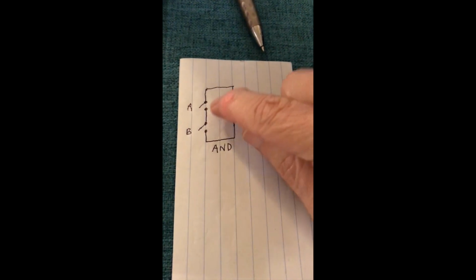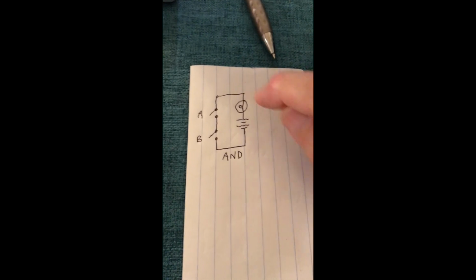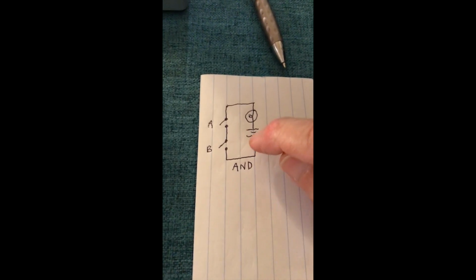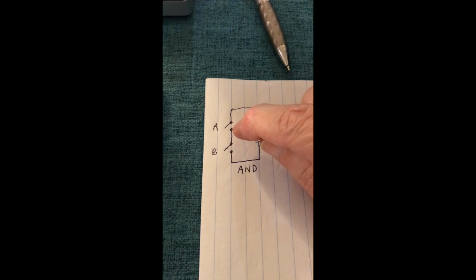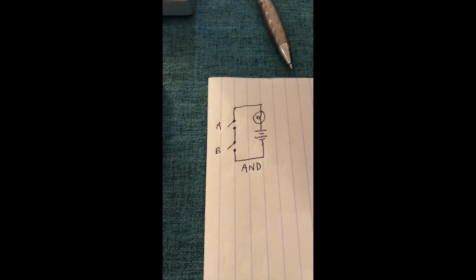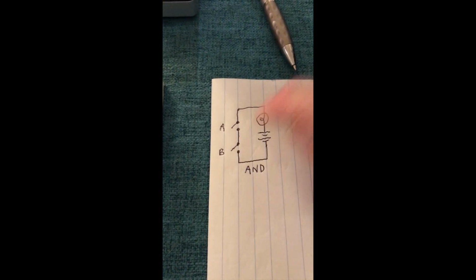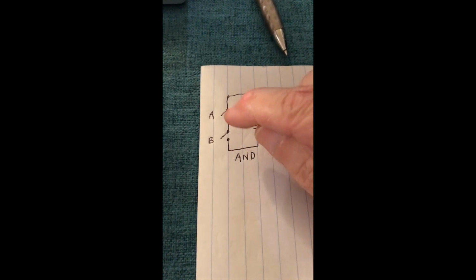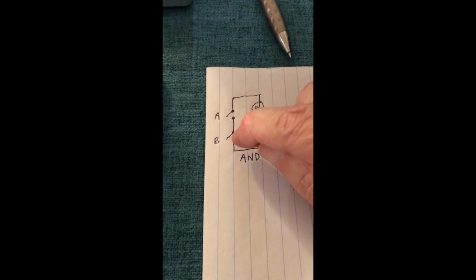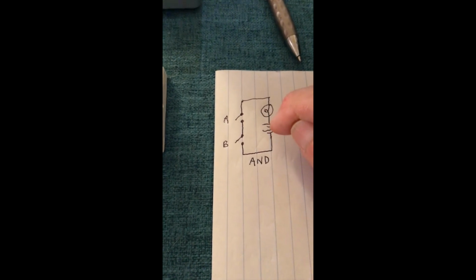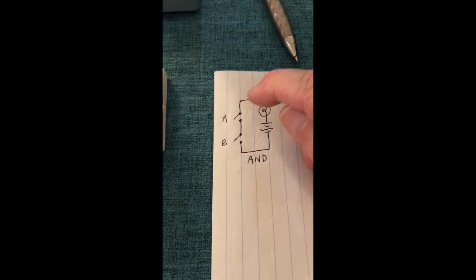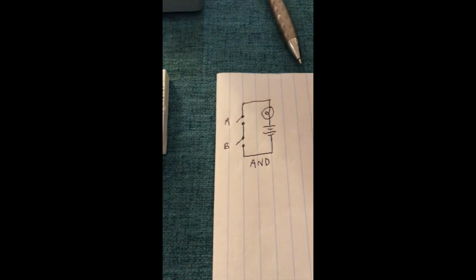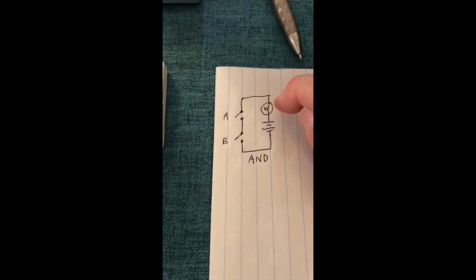If you have two switches in series with a light bulb and a battery, then if you close switch A, nothing will happen because there's still an open circuit here with switch B. Same thing if you close just switch B, nothing happens. But if you close both A and B, then there's a path for the current to flow through the light bulb and back into the battery again, and so you have an illuminated light bulb.